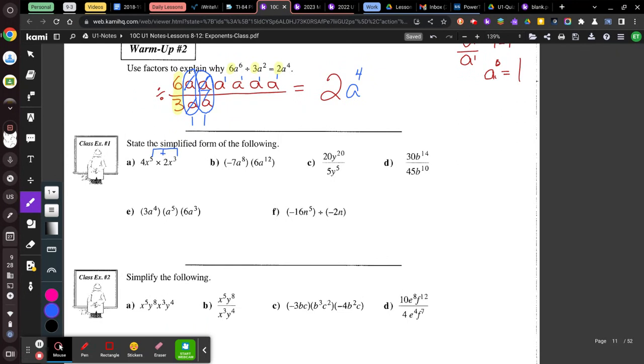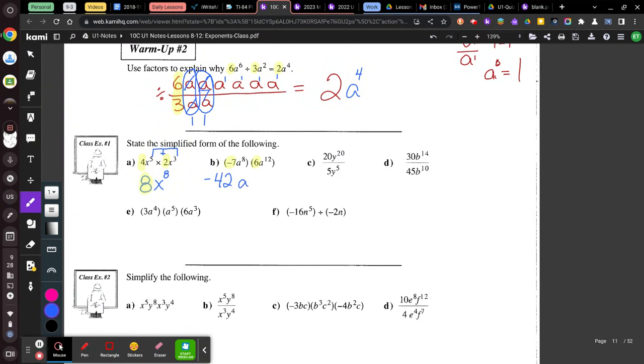And we've got a 4 and a 2 out front, so we are going to multiply those and give us an 8x exponent 8. So the 2 and the 4 give us an 8, and the x's add to give us 8. On the next one, we've got a 7 and a 6, but it's a negative 7. Doesn't change anything, it just makes our answer negative. So we're going to have negative 42.